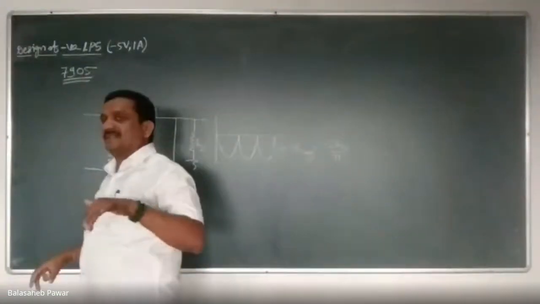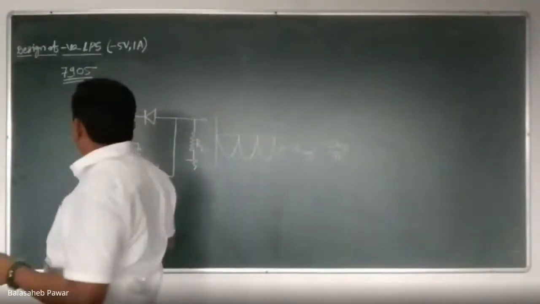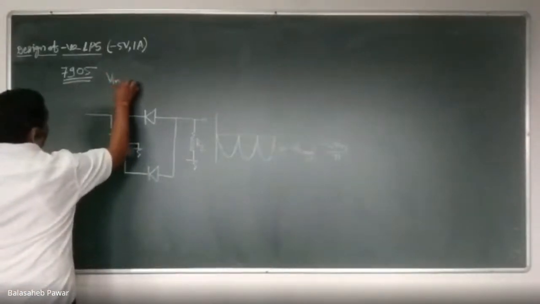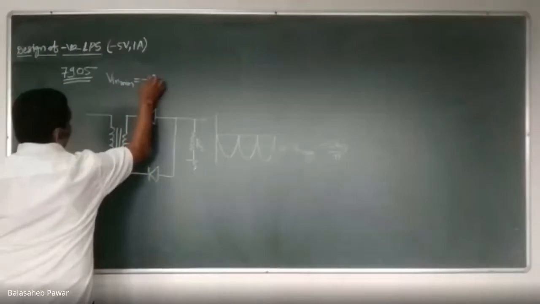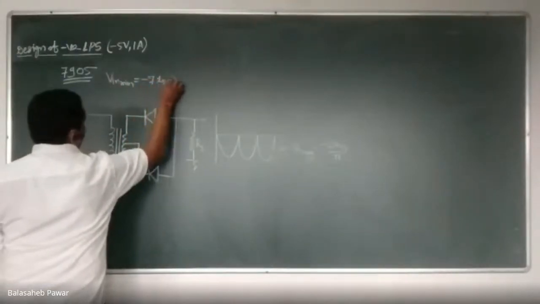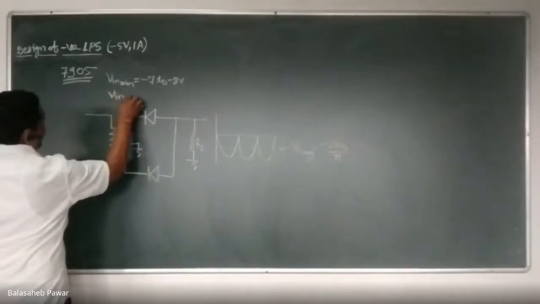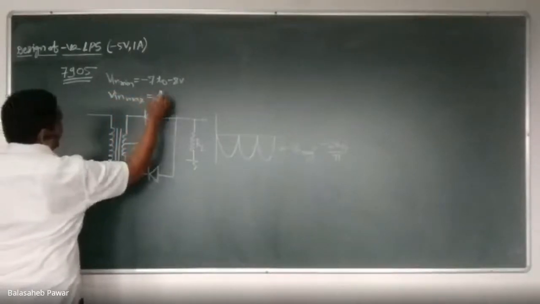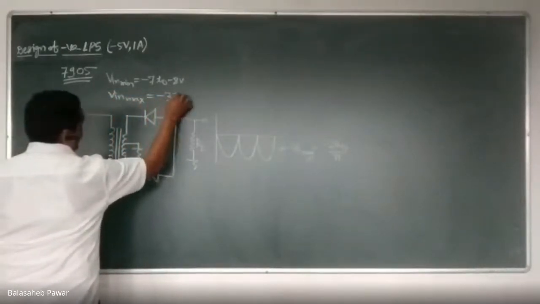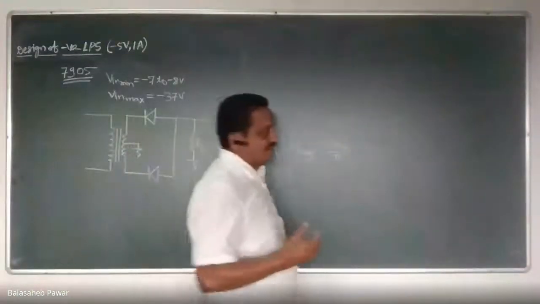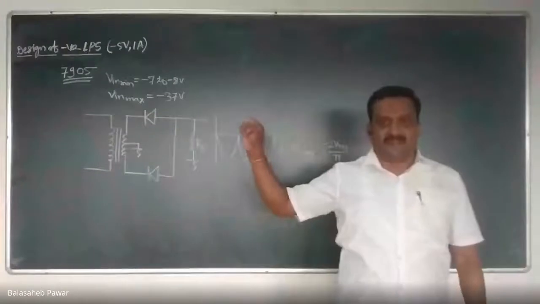And again, same as that of the 78 series, V in minimum should be minus 7 to 8 volts, and V in max, which this IC can sustain, is minus 37 volts. Are you getting it? See what I did? I only changed the polarity of that input.